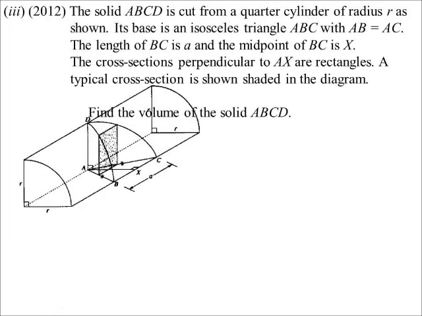Now, I think my shape or my text has moved there. It's gone over the solid. But this came from the 2012 paper, and the reason I point this one out is what I was talking about before, that it's not always going to be a linear relationship. So what we've got here is a quarter of a cylinder, and they've cut a wedge out of that quarter of a cylinder. So this bit in the middle here, we're trying to find the volume of.